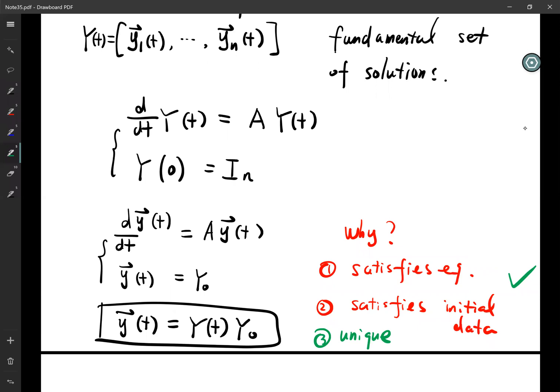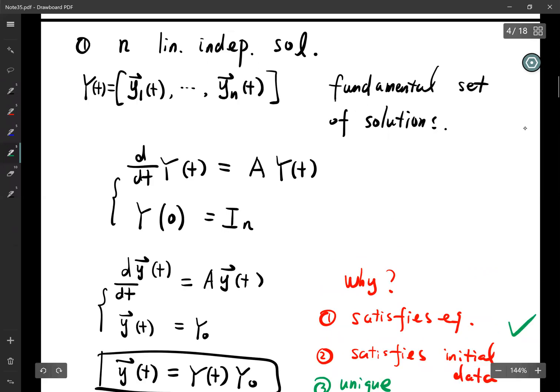Yeah, maybe I should call it fundamental solution set. I forgot which one. Let's call it fundamental solution set.